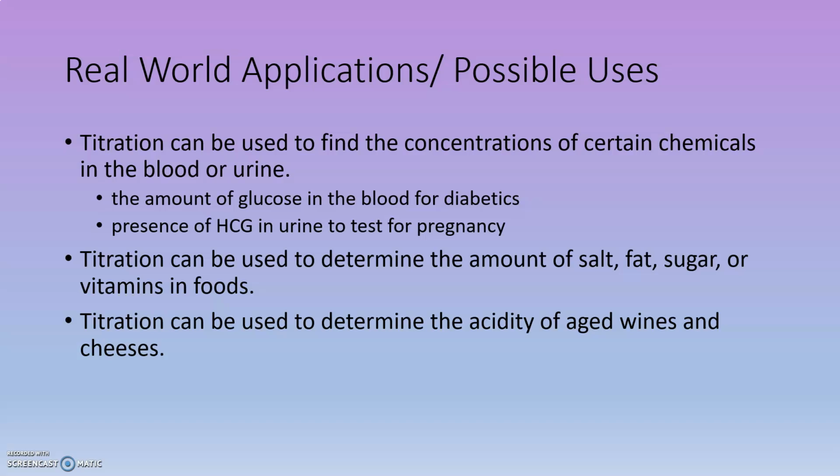For real-world applications and possible uses, titration can be used to find the concentrations of certain chemicals in the blood and urine. The amount of glucose in the blood for diabetics can be found by using titration, and the presence of HCG in urine to test for pregnancy. Titration can also be used to determine the amount of salt, fat, sugar, and vitamins in food, and it can also be used to determine the acidity of aged wines and cheeses.